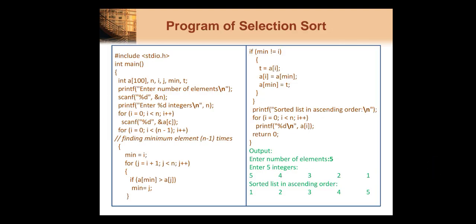Now how to write the program for the selection sort. Here I am showing you a program of how to write the selection sort. Here I am taking an array of 100 elements, then one temporary variable and one minimum variable. Now I am asking the user to enter the number of elements in the array, and then I am accepting the elements for my array.